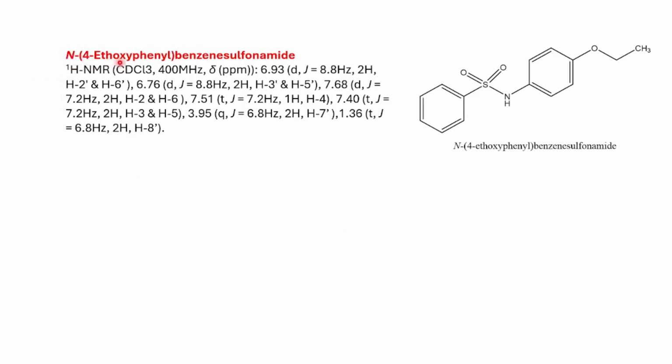Further, how to write this down in a thesis. Firstly, write down the name of the compound. Next, the proton NMR and the solvent in which the spectrum was taken, at which megahertz, and delta in ppm, starting from the higher value, meaning chemical shift, to a lower chemical shift. And here's the structure and the name of the compound.